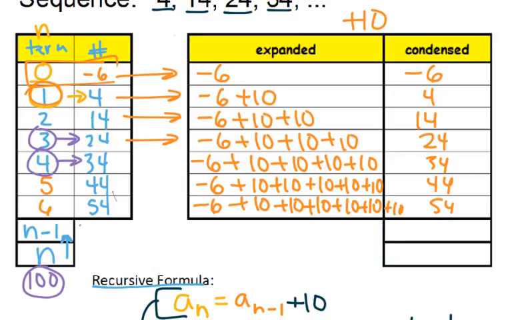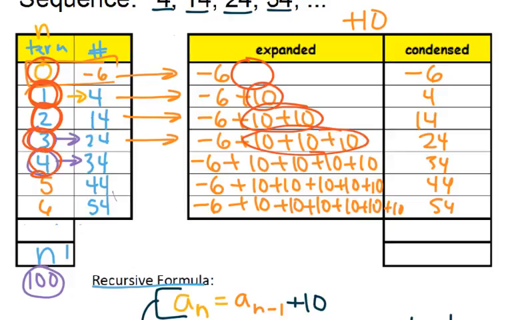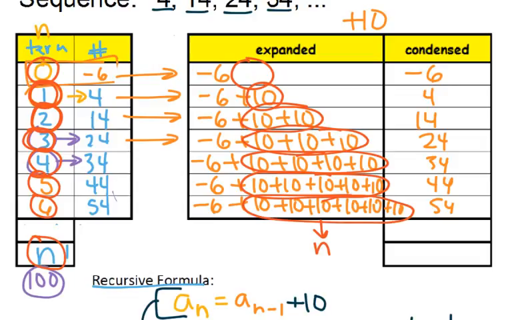So now here's our question when we're talking about our equation. What if I go to the nth term? How many times are we adding? Well, hopefully you noticed this. 0 term, 0 tens. Term number 1, 1 ten. Term number 2, 2 tens. Term number 3, 3 tens. 4, 4 tens. 5, 5 tens. And then the last one that we had, 6, 6 tens. So n should have how many tens? N of them.